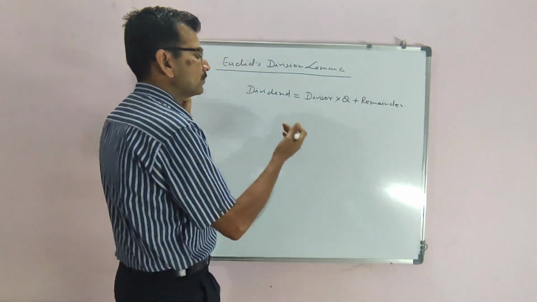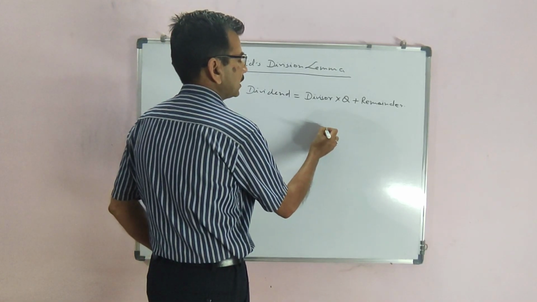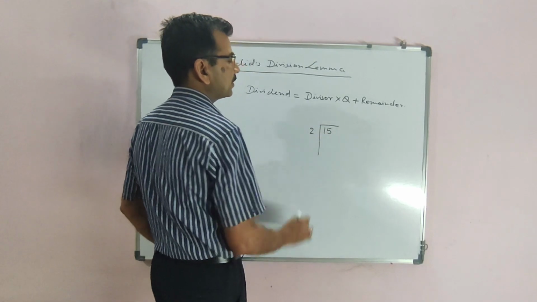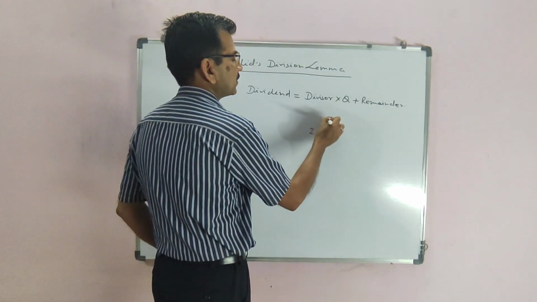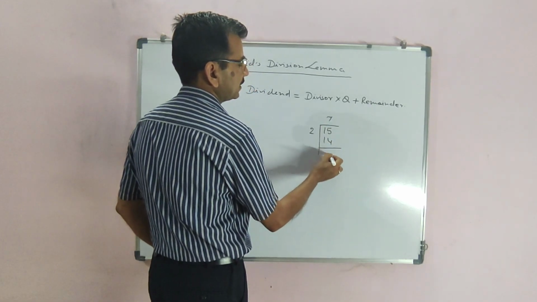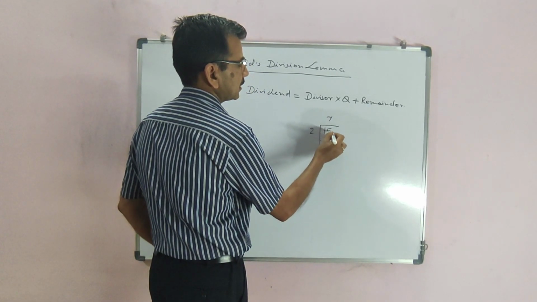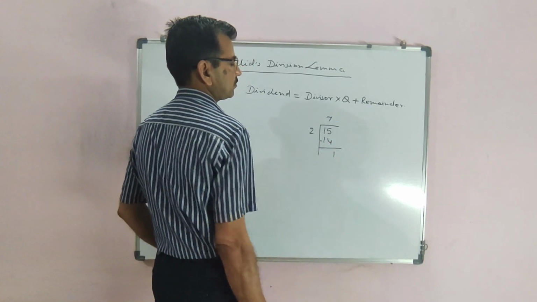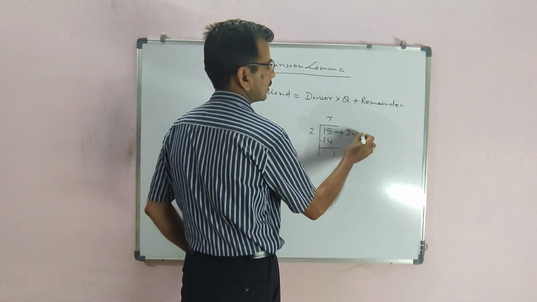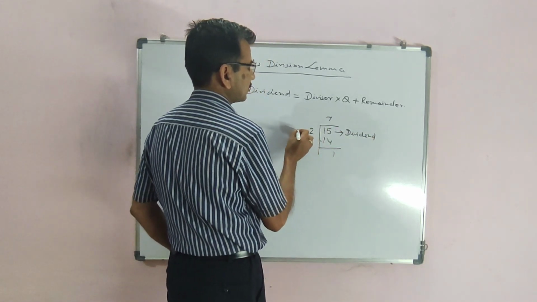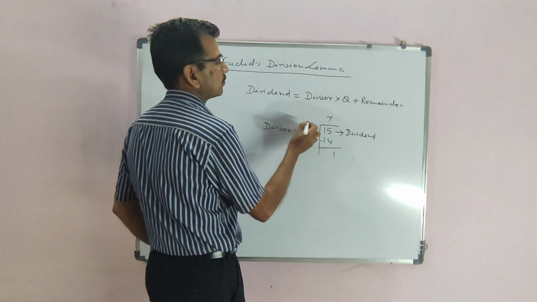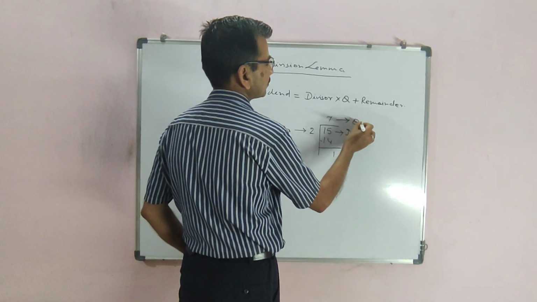So for example, let us take a number, suppose 15, and we are dividing by 2. 2 sevens are 14. We subtract here, so we get 1. We know that this is called the dividend, this is the divisor here, and this is the quotient.